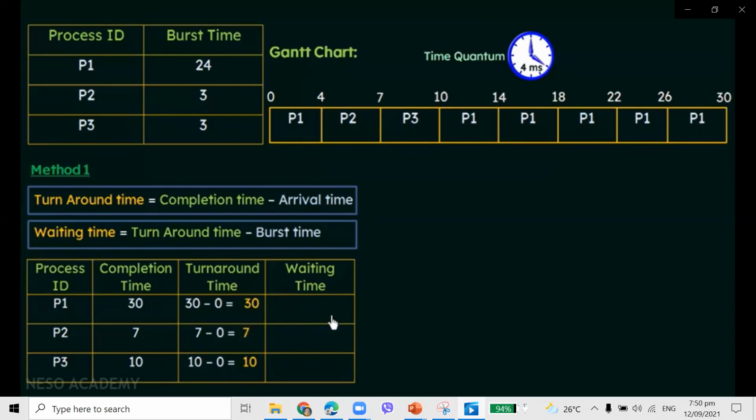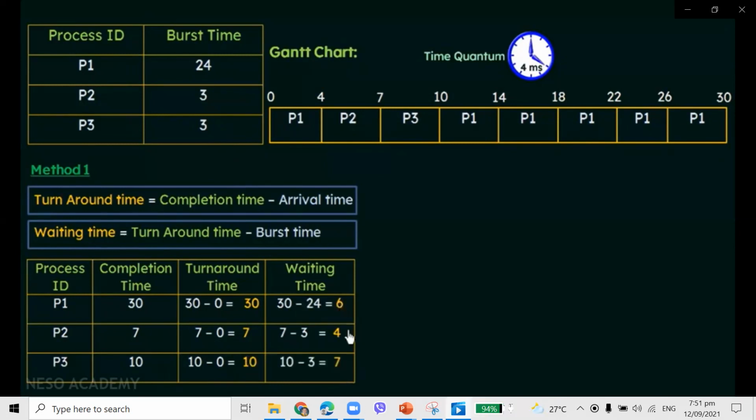For process P1, the waiting time will be the turnaround time 30 minus the burst time 24, which is 30 minus 24, 6 milliseconds. And for P2, the waiting time will be the turnaround time 7 minus the burst time of 3, which gives us 7 minus 3, 4 milliseconds. And finally for P3, the waiting time is turnaround time 10 minus the burst time of 3. That gives us 10 minus 3, that is 7 milliseconds.